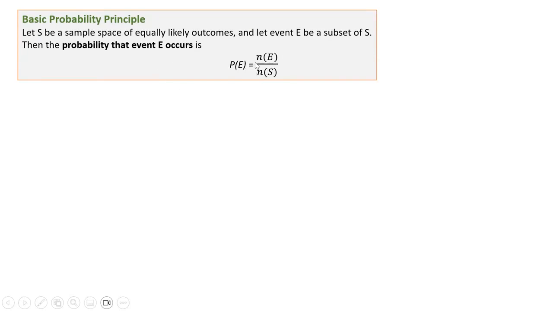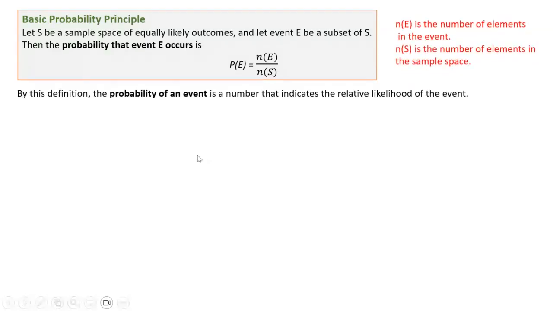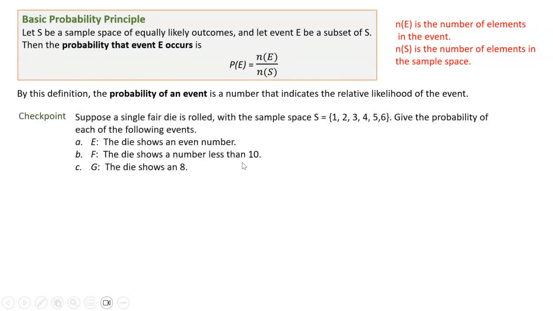Now comes the probability. The probability of an event is equal to n(E), the number of elements in the event, over n(S), the number of elements in the sample space. Example. Here it is, that's what I mentioned right now. Checkpoint. Suppose a single fair die is rolled.